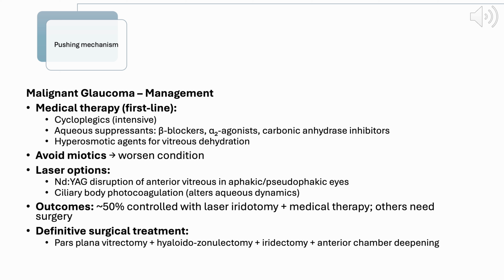Outcomes vary. About half of cases can be controlled with a combination of laser iridotomy and medical therapy. The remaining patients generally require surgical intervention. The definitive surgical approach is pars plana vitrectomy combined with hyaloidozonulectomy, iridectomy, and anterior chamber deepening to restore normal aqueous flow.